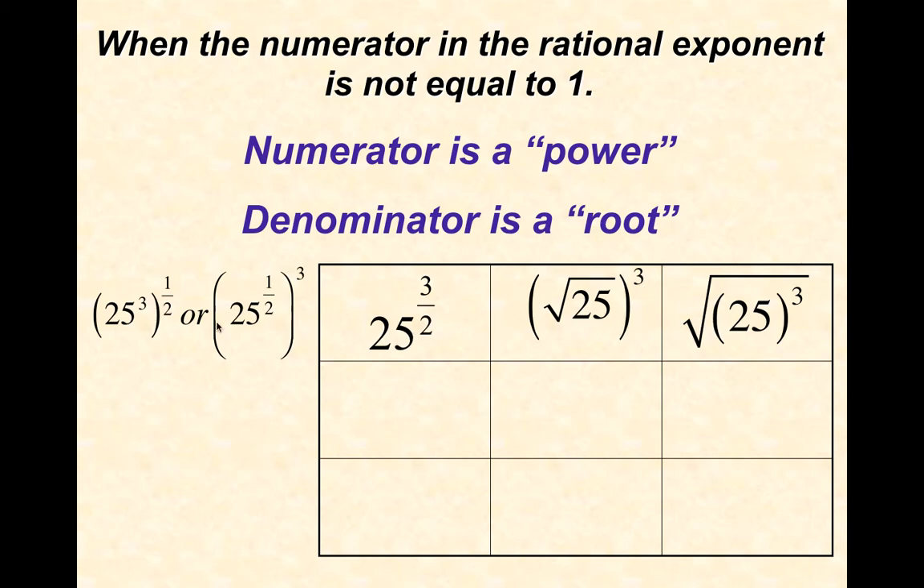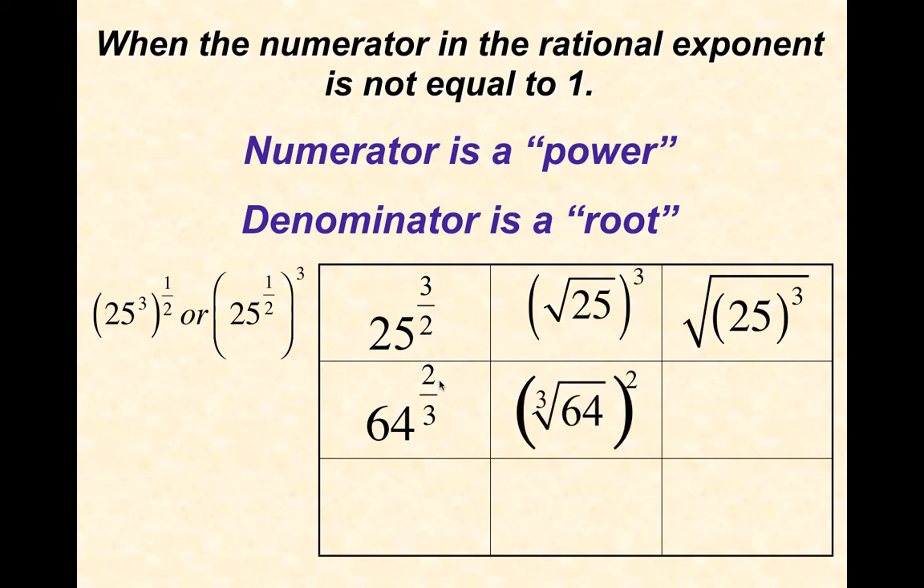All of these equal 125. Here's another example. 64 to the 2/3 power. Well, this is the third root of 64, the cube root, and it's being raised to the 2 power. So we rewrite it as the third root of 64 raised to the 2 power.